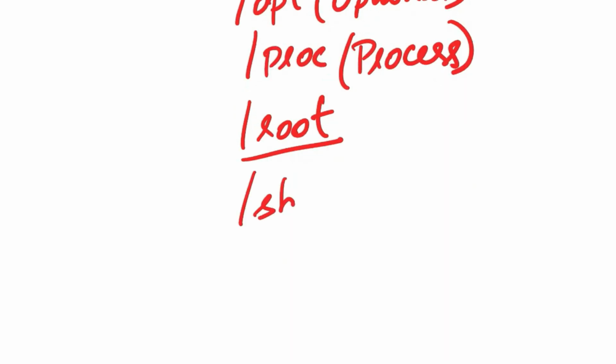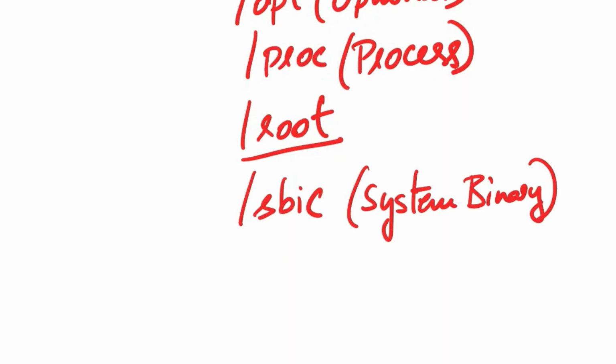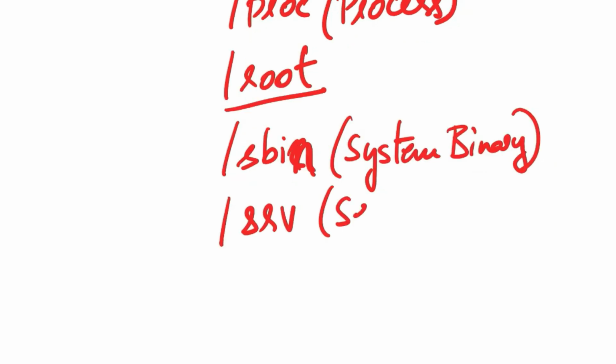Next, /sbin, that is system binary. Similar to /bin, the /sbin directory contains essential system binary executables, but these are typically used for system administration tasks and are not intended for regular user use. Next, /srv, service. This is intended to store data files for various services or applications provided by the system. It helps keep data separate from executable files.